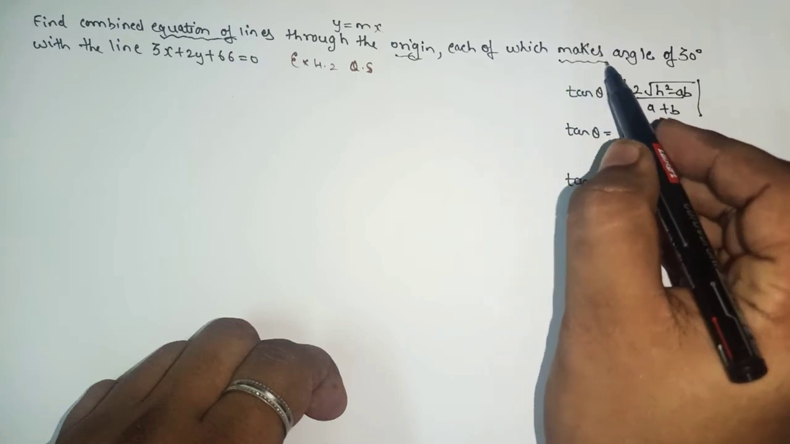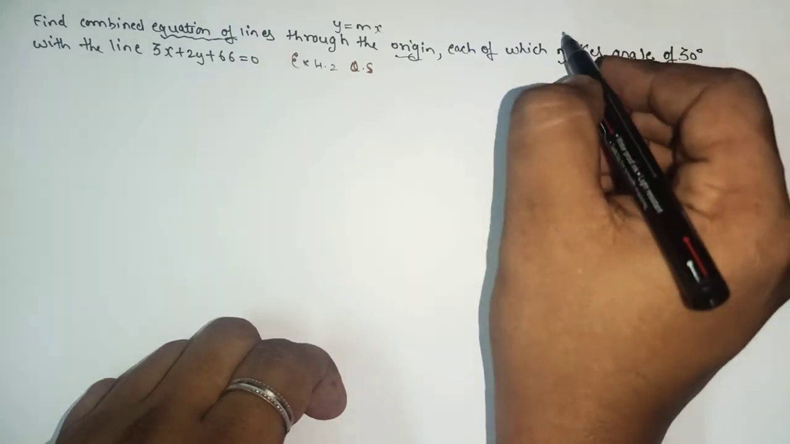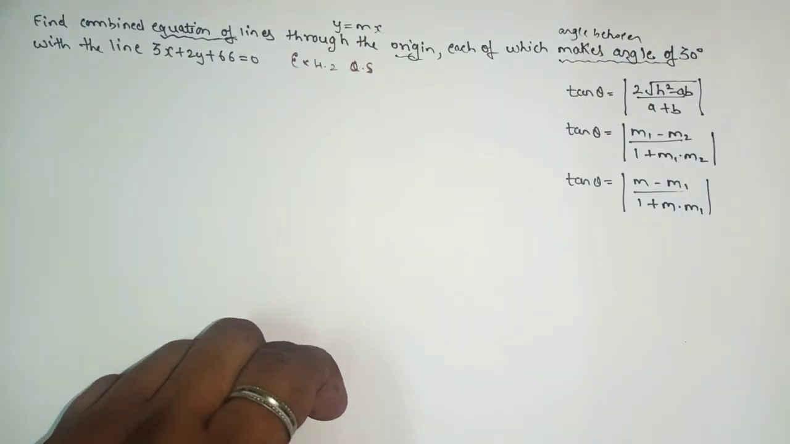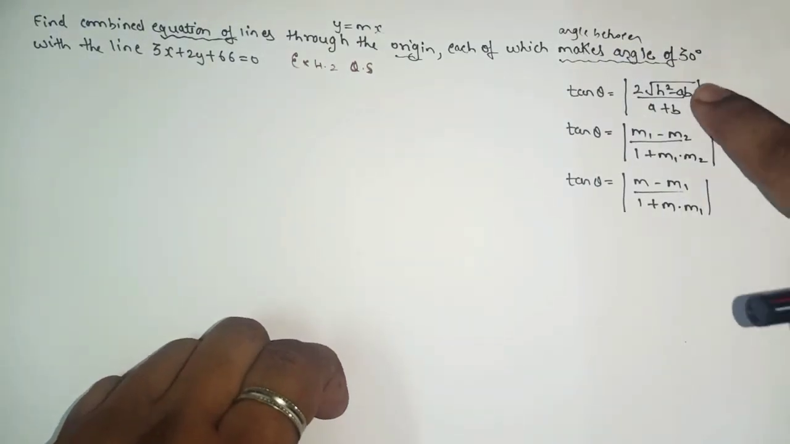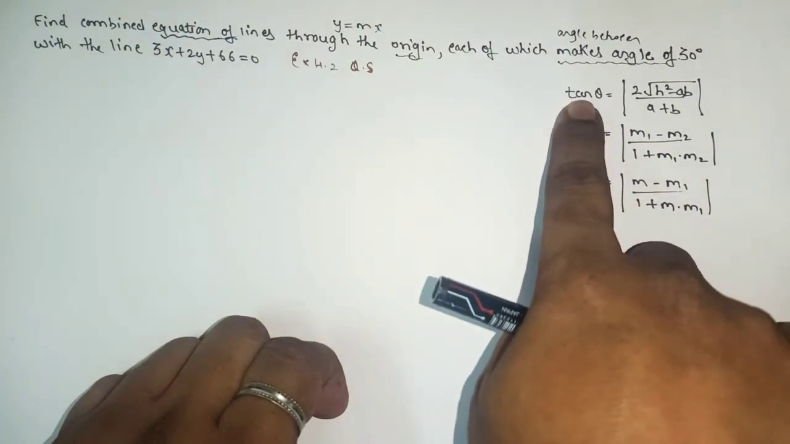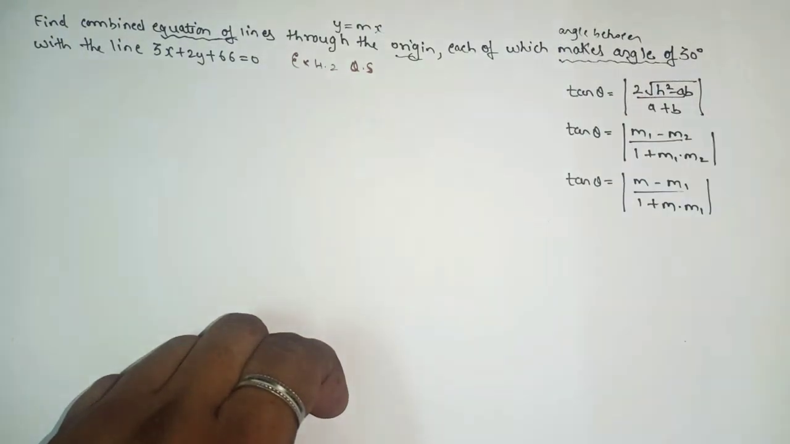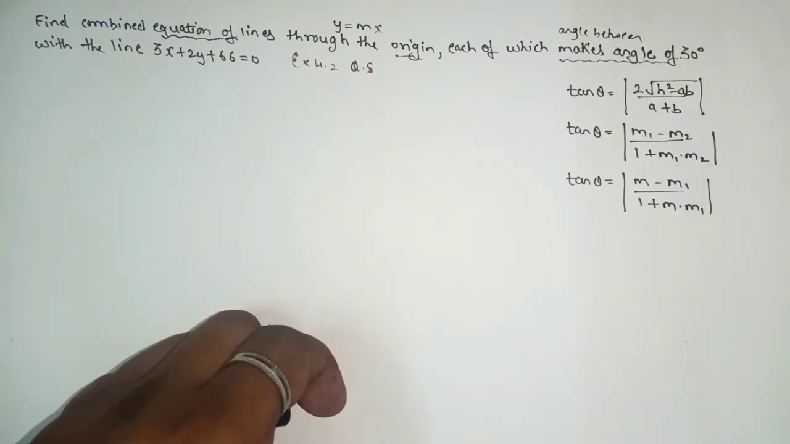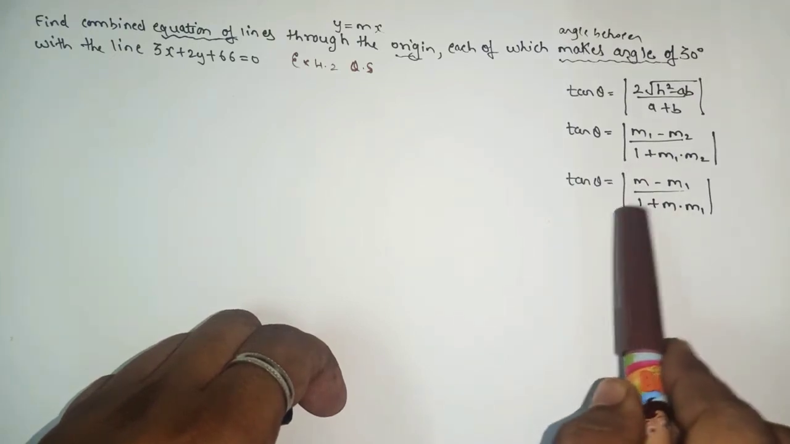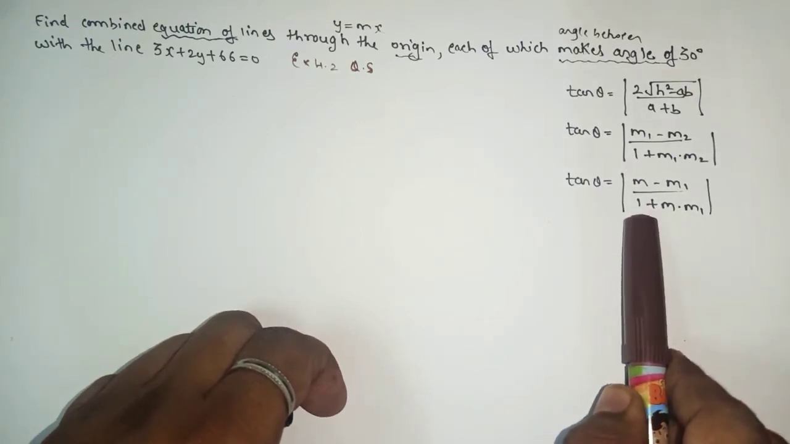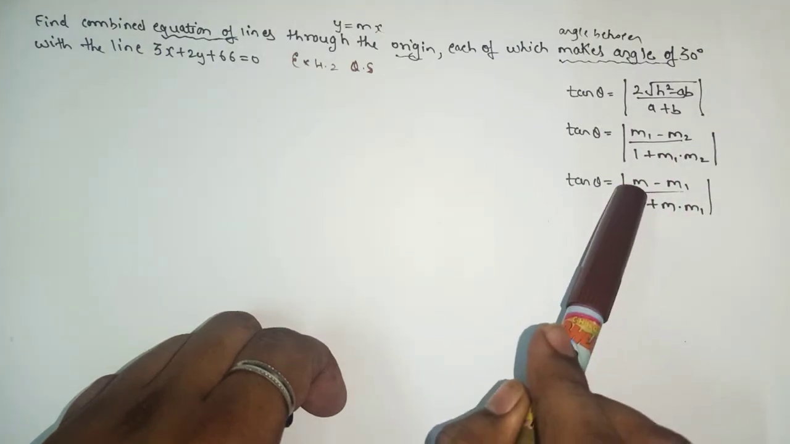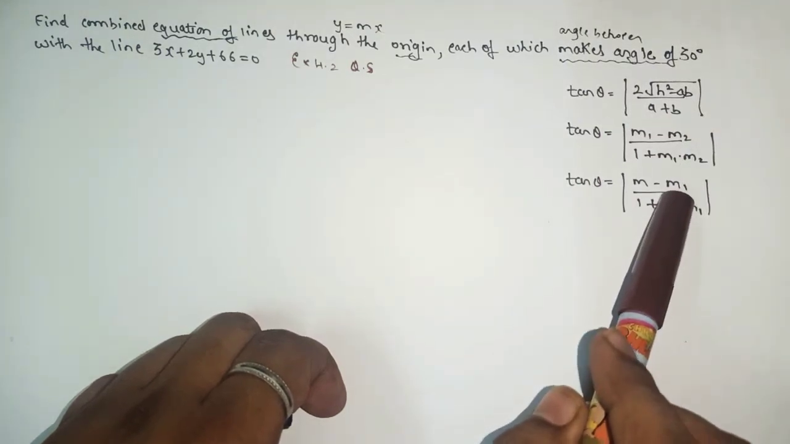Remember this, whenever the words makes an angle, angle between, come, you have to remember these three formulas. The first one is tan theta equals twice square root of h square minus ab upon a plus b. The second is m1 minus m2 upon 1 plus m1 into m2. The third formula is simply that I replace the value of m1 by m and m2 by m1.